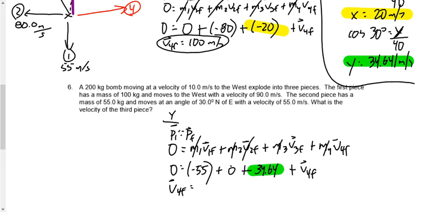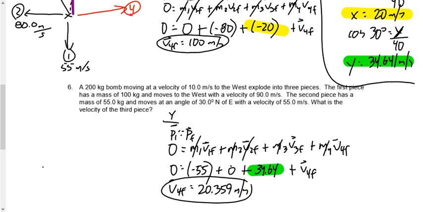V4F works out to be 20.359. There's the Y component. And now it's the easy part, I think. At least for me, it's the easy part. Okay, maybe the other one was the easy part for you.